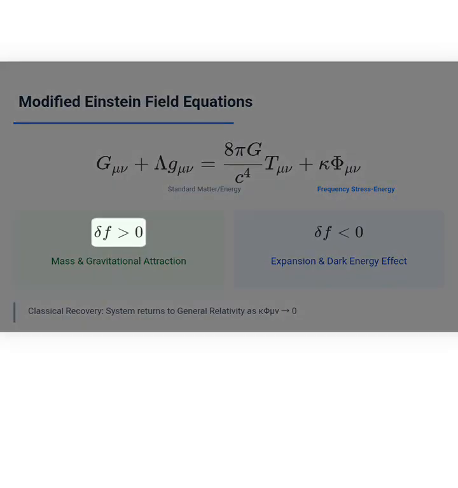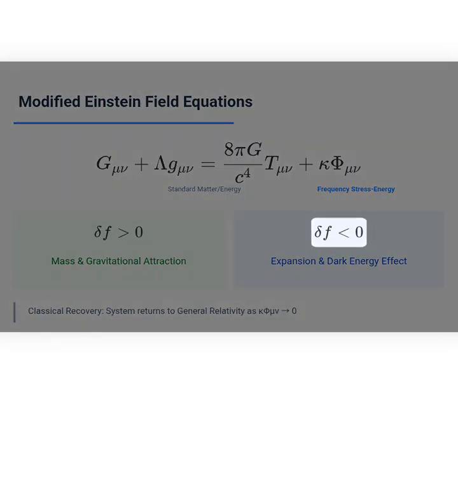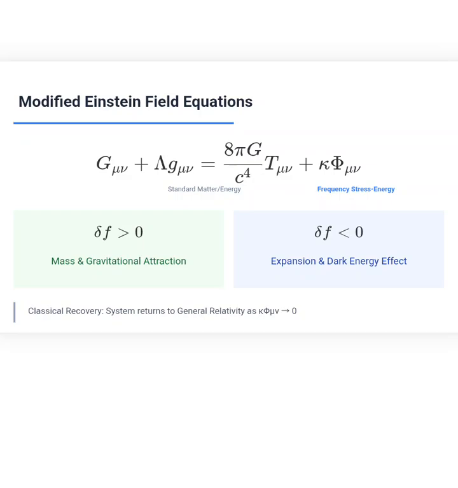Look at the physical interpretation here. When the frequency deviation, delta F, is positive, it accounts for standard mass and the gravitational attraction we observe in typical matter. However, when the deviation is negative, it drives the expansion effect. This provides a unified explanation for dark energy without needing to add it as an arbitrary constant.